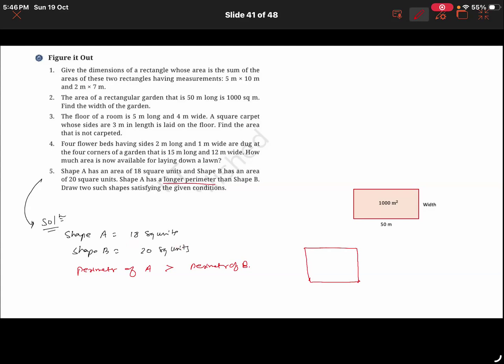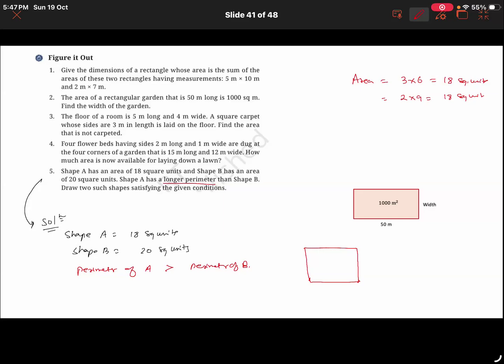For area, we know we need to multiply the two sides together in order to calculate the area, right? So let's say we multiply the length with the breadth. It could be either 3 into 6, that will give you 18 square units. Length and breadth could be like that. Or it could be 2 into 9, that is also 18 square units. Getting it? So there are different possibilities: 6 into 3, 2 into 9.